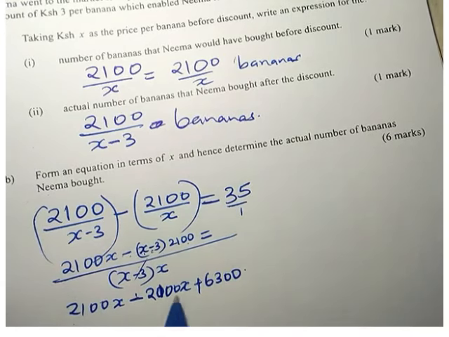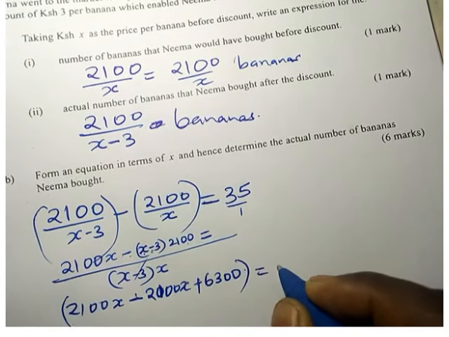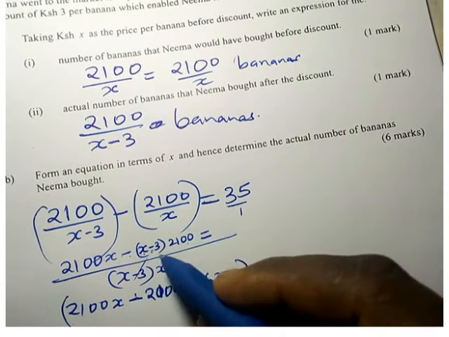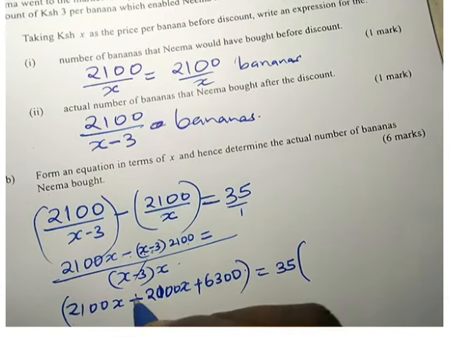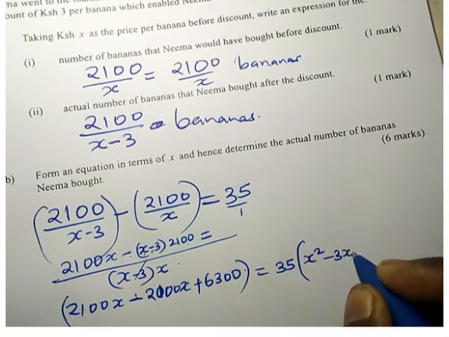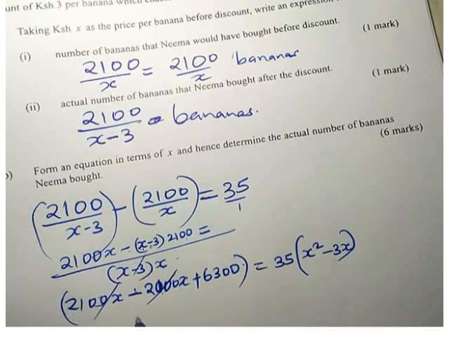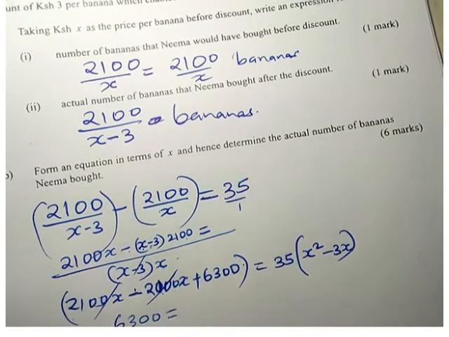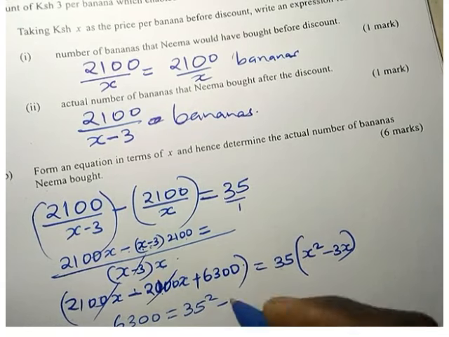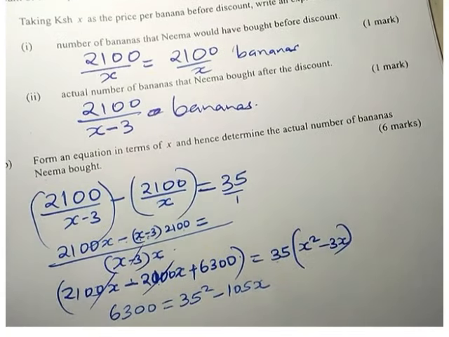Is equal to 35. Now we multiply the LCM to the other side, which will end now. This times this is x square. This times this is minus 3x. Now this minus this will come to an end. So we will have 6300 is equal to 35x square minus this times this, which is 105x.